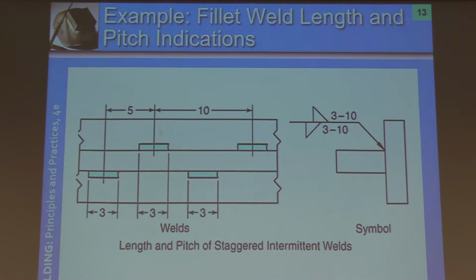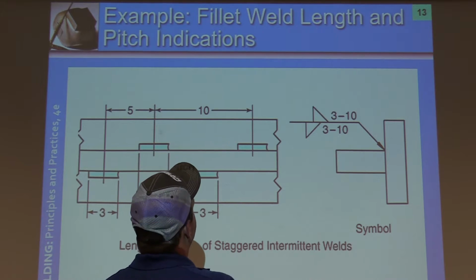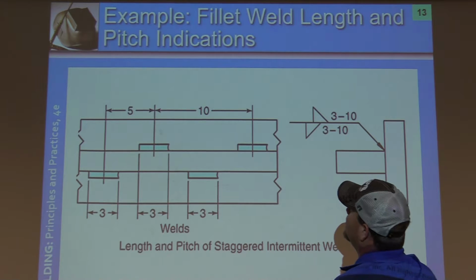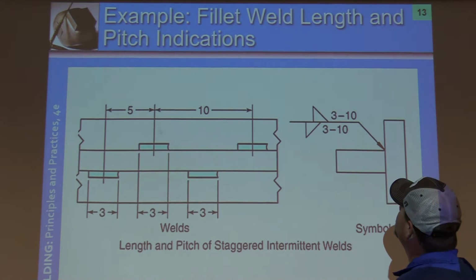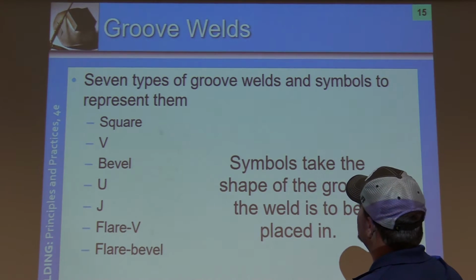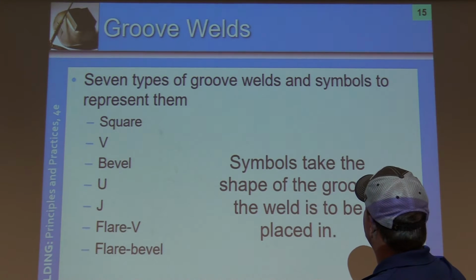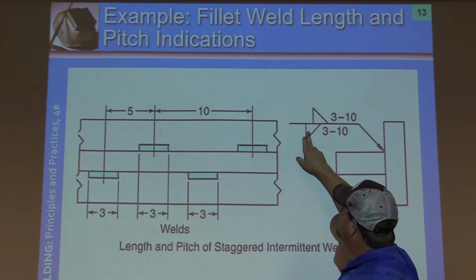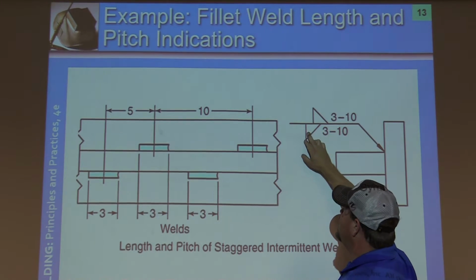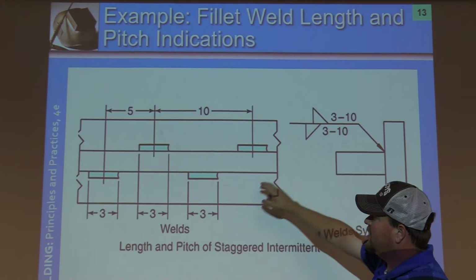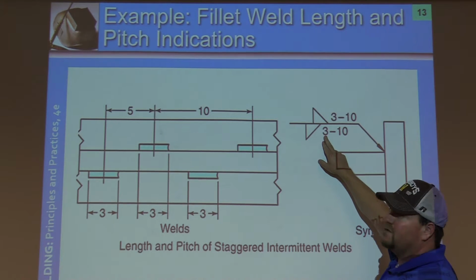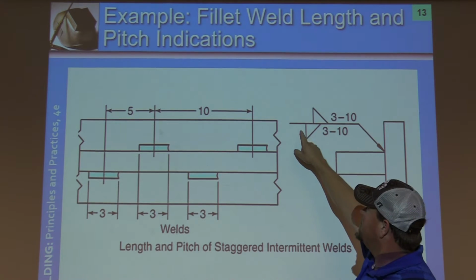All right. Fillet weld length and pitch indications. So if you get a weld symbol that looks like this, okay, we're going to break this down. What in the world does that mean? Okay. So we know it's a fillet weld on arrow side, fillet weld on the other side. All right. First things first, looking at this, this is the length of our weld. Okay. So it's giving us a weld length, not size. Our size will be over here.